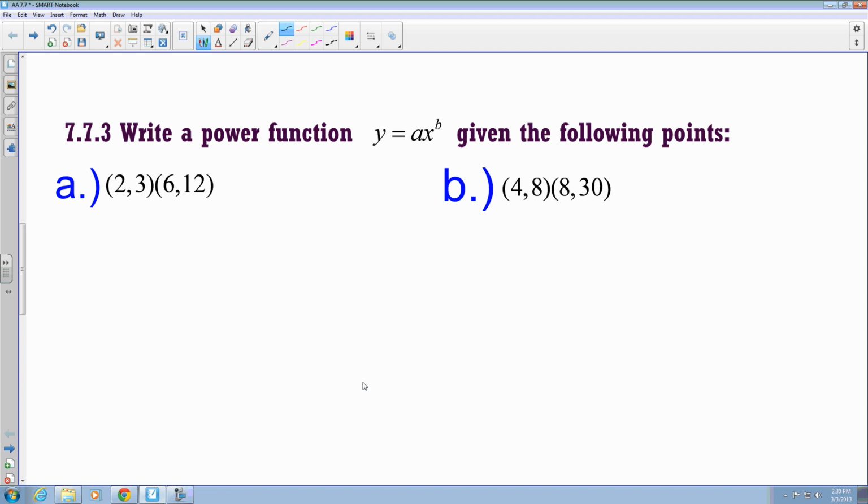These last examples want you to be able to write a power function where we have the general equation y equals ax to the b power, and then we're going to be given the following points. Use the same strategy to start with that we did with the first examples up there. I'm going to use those value points to write two equations.